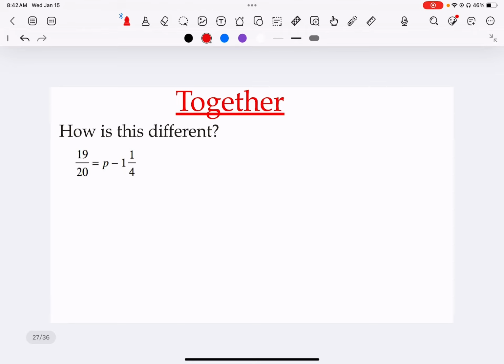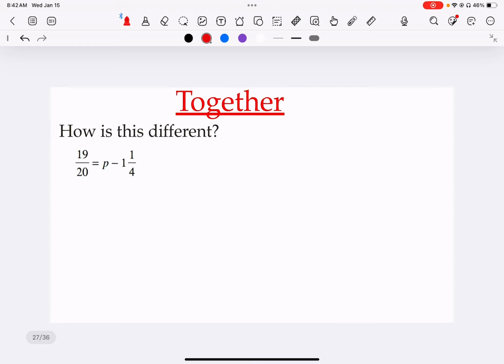This lesson is going to be on solving equations with fractions. When we look at this problem, the first thing we notice that's different is that it now involves fractions. We're going to show two different ways to solve this problem. The first way is you just treat the fraction like a number.